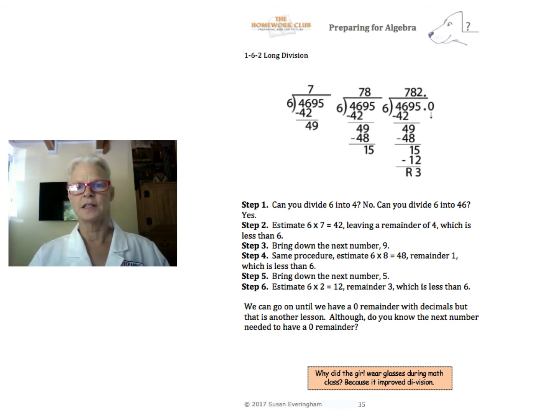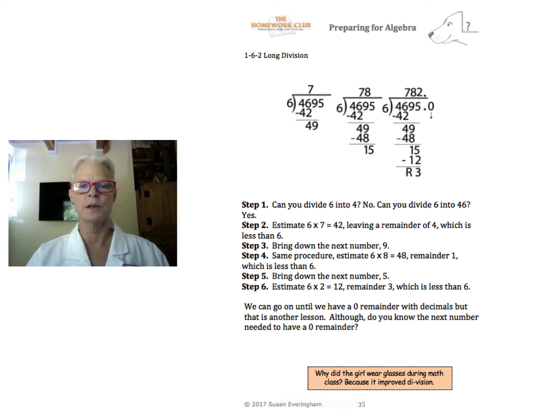Page 35 is long division. Again, some of these concepts we think are easy to explain or easy to teach, and sometimes they're just not, like long division. So if this 6-step explanation doesn't do it for you, just let me know. I'm happy to reach out individually or as a group, do another page, and add another video.